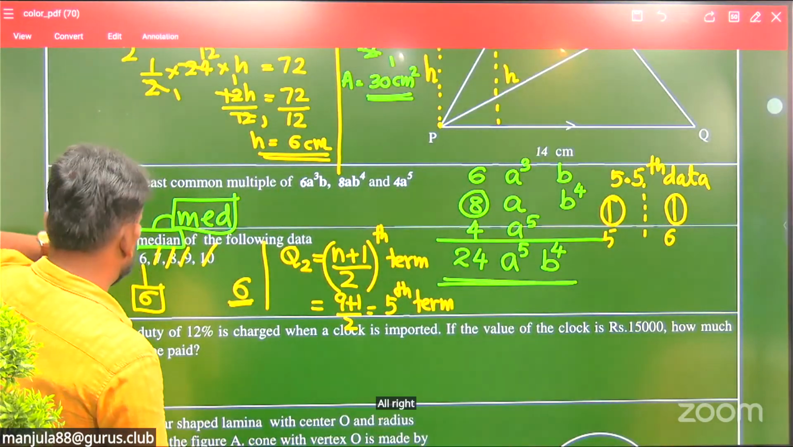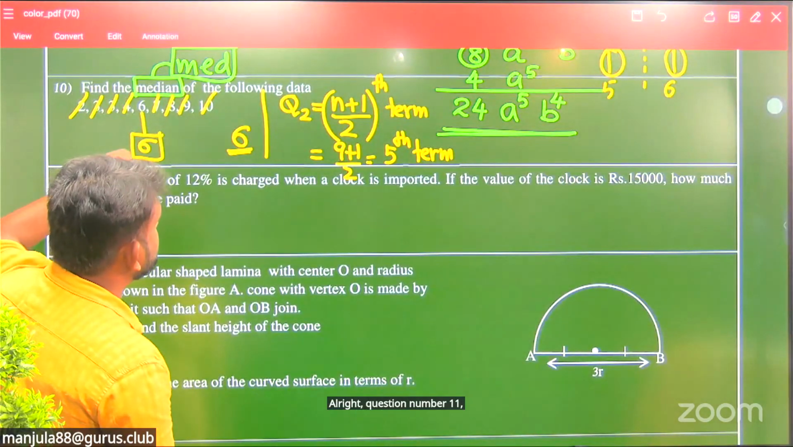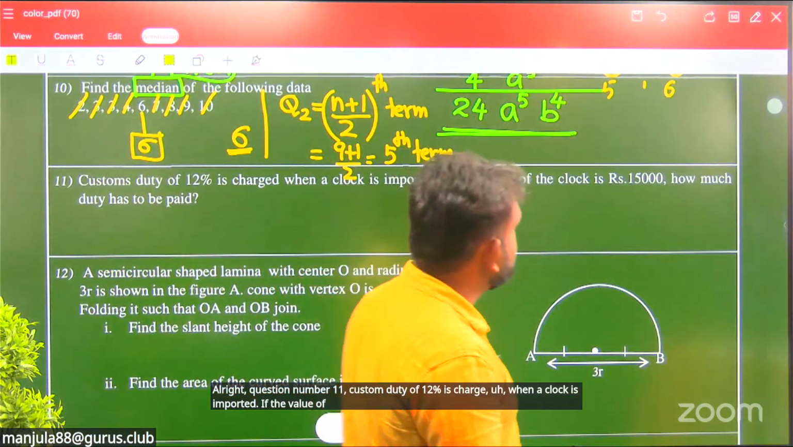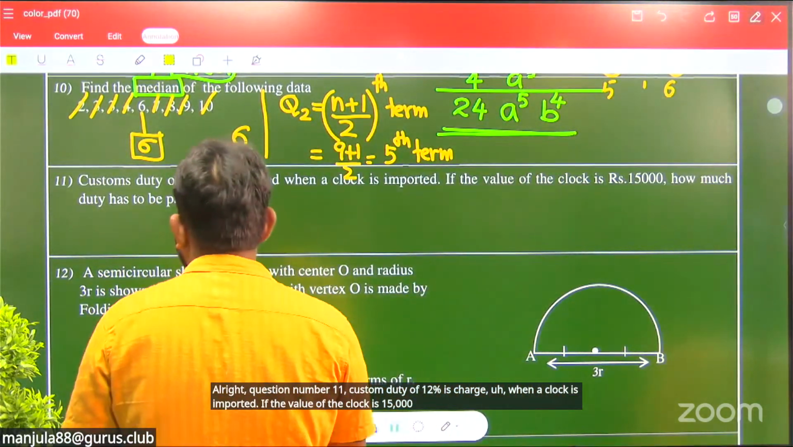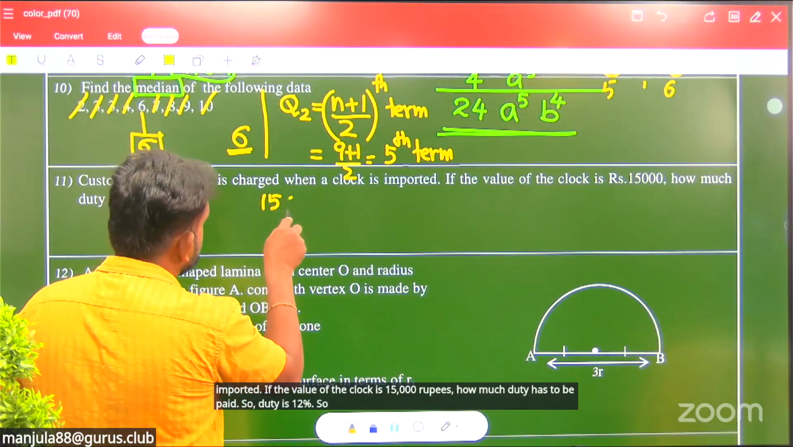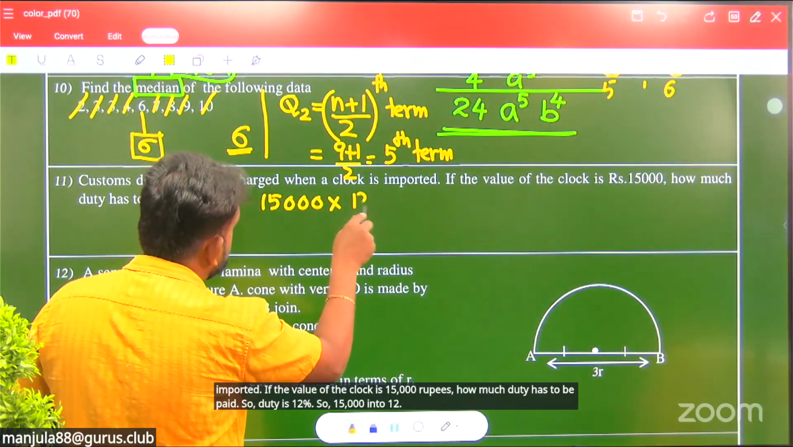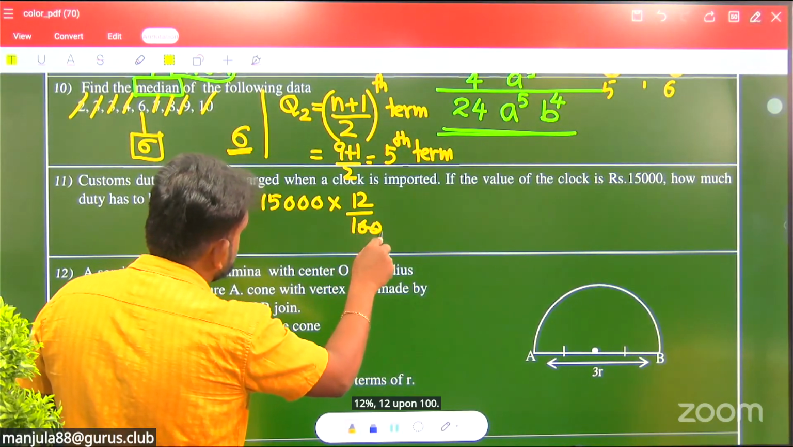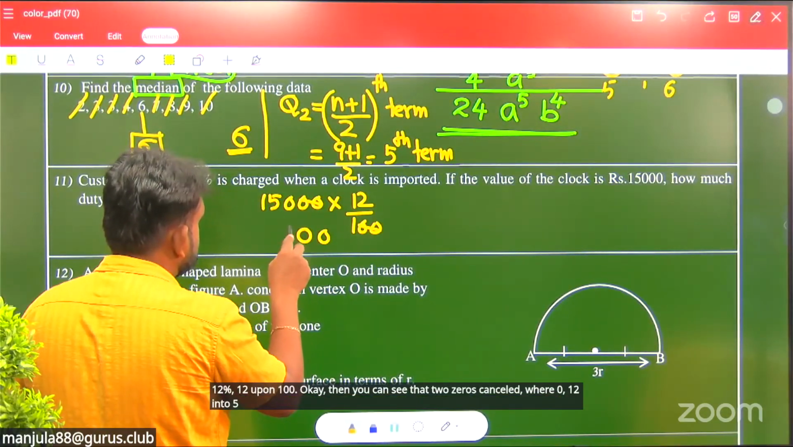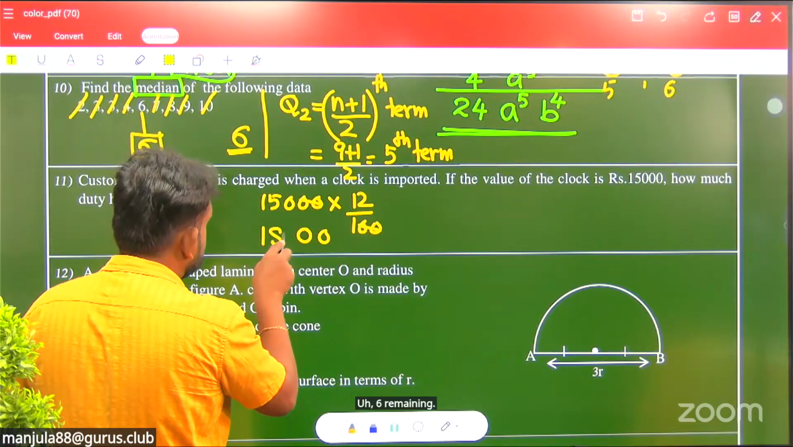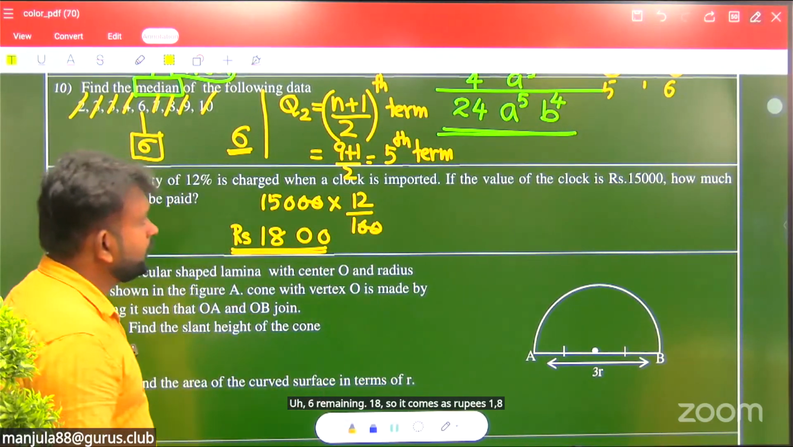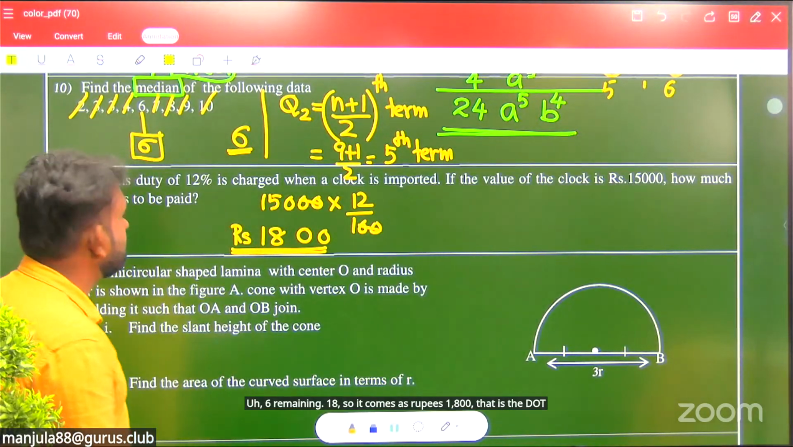Right. Question number 11. Custom duty of 12% is charged when a clock is imported. If the value of the clock is 15,000 rupees, how much duty has to be paid? So duty is 12%, so 15,000 into 12 upon 100. You can see that two zeros cancel. 12 into 5 is 60, 60 meaning 18. So it comes as 1,800 rupees. That is the duty charge.